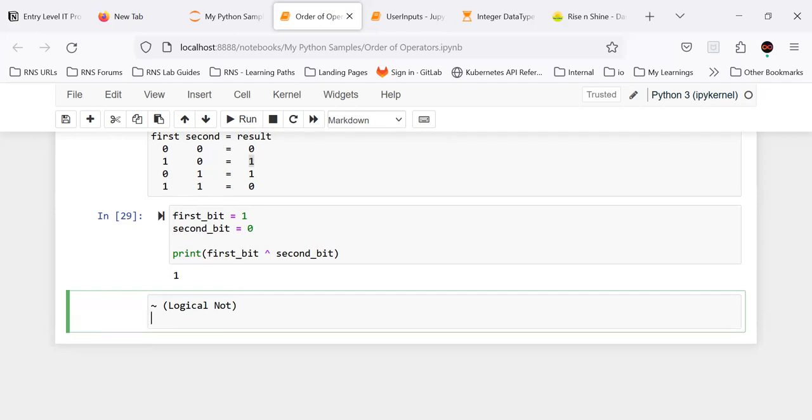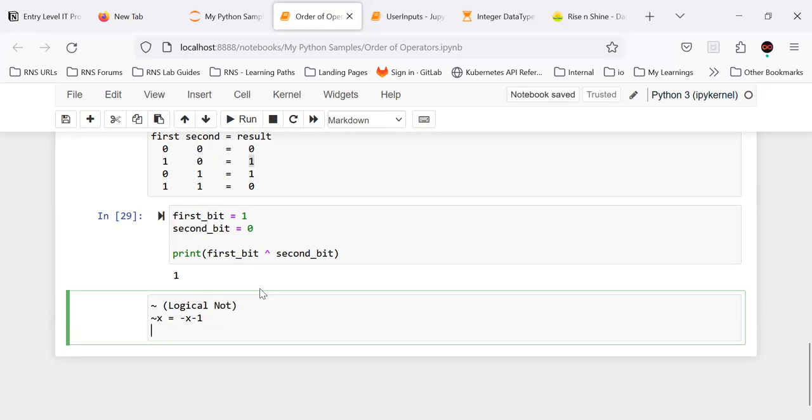If I apply this on one variable, suppose I have some x value, a logical not, what's going to happen? That is going to return minus x minus 1. This is the Python function which has been implemented for this notation. Suppose I give a value, only one number, you cannot apply that on multiple numbers.